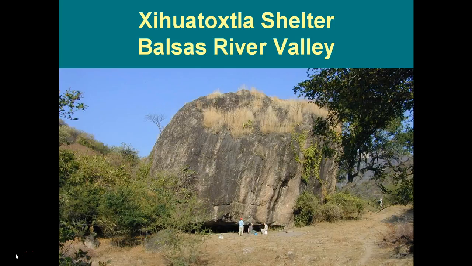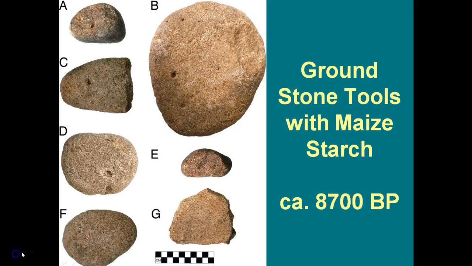So here is a site, Xihuatoxtla Shelter, and that's a Nahuatl word that I have not been able to find a translation for. But you can see where the people are, that narrow space beneath this rock that was formerly, thousands of years ago, more easily accessible and used as a shelter for early agriculturalists in the Rio Balsas Valley. And from deposits that date to around 8700 BP, even earlier than the phytolith evidence from Gulf coastal Mexico, we have these groundstone tools, and analysis revealed maize starch still adhering to them, since they had been used to grind and process the corn kernels.